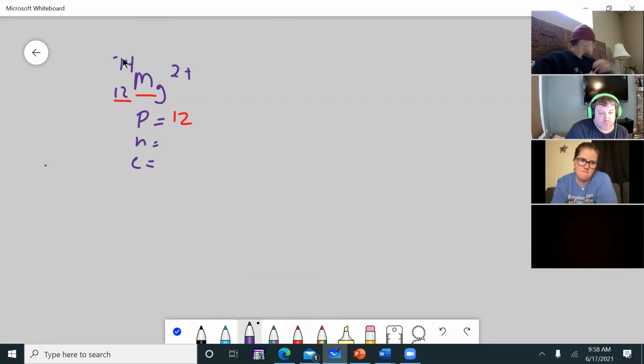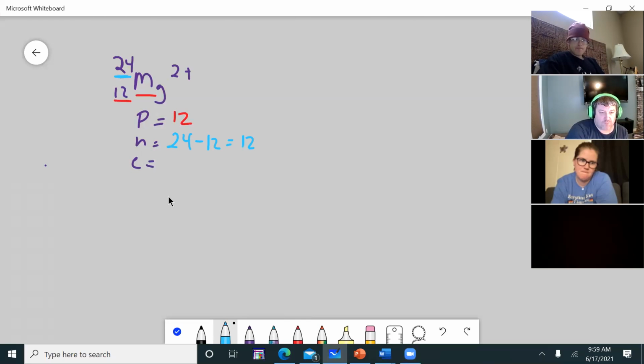Sorry, I did one thing incorrectly here. My bad. We want that to be 24. If it were 12, that would give us 2 neutrons, and that doesn't make sense. So the number of neutrons is going to go off of this 24 here. So 24 minus the 12 gives us, in this case, 12 neutrons.